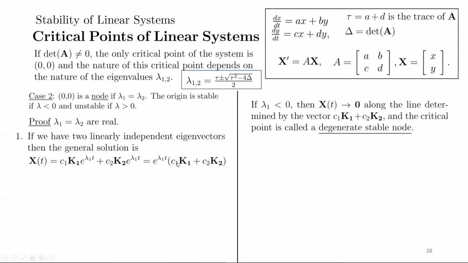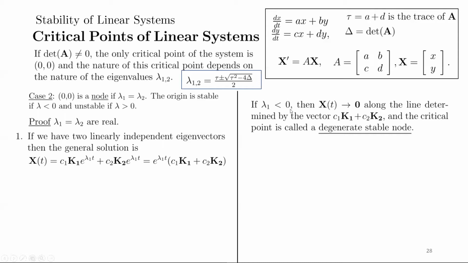So if lambda is less than 0, then of course it's pretty clear that x of t is going to go to 0 as t goes to infinity, because if lambda 1 is negative, e to the lambda 1 t is going to 0. This exponential term is going to 0. Okay, but we can say a little bit more about this.